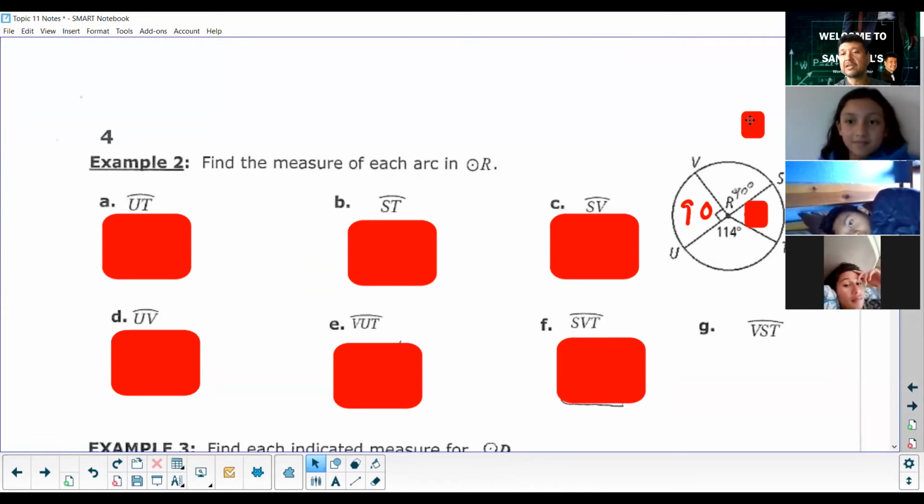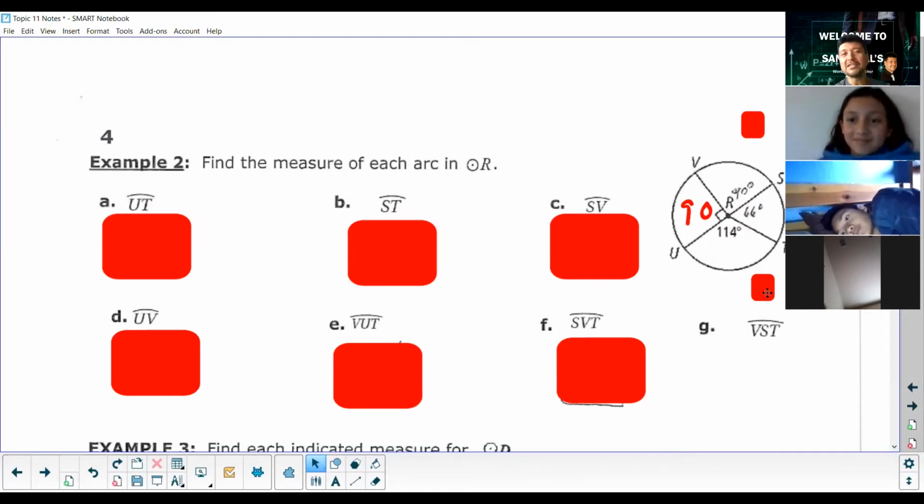Now Marcus, what do you think this one is? When I'm touching. 66. Yeah, you're right, 66. How did you come up with that? I added the 3 already existing angles, then subtracted them from 360. Oh, wow. That's actually, you did more.